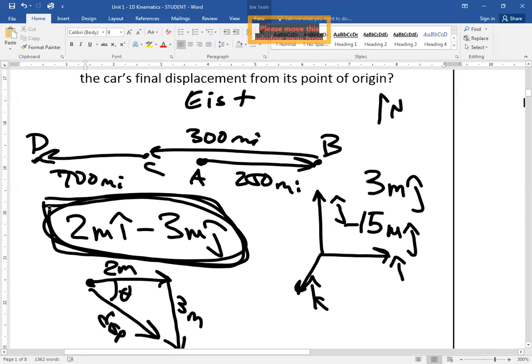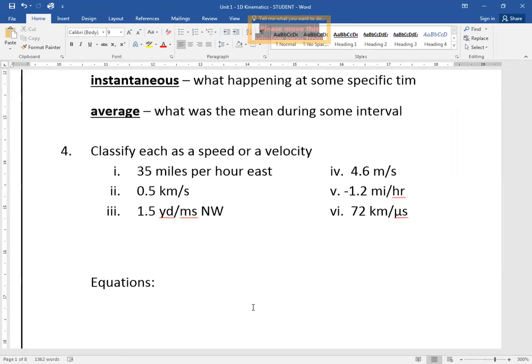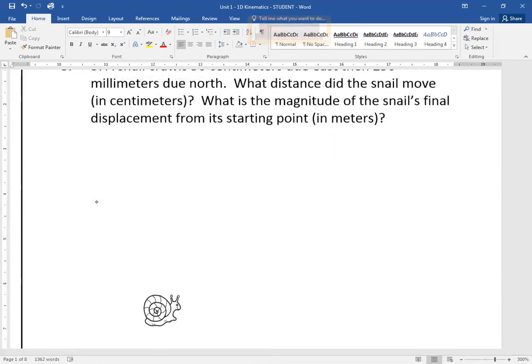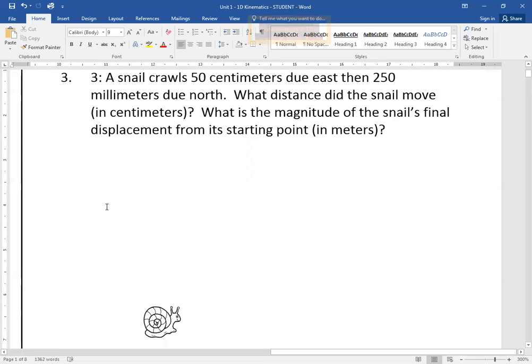Okay, let me give you another example so we can understand this a little bit better. I have a pet snail, and it crawls 50 centimeters east and 250 millimeters north. So you need to be good at centi, milli, deci, and kilo, right? You need to be able to convert back and forth between those things easily. Those are all commonly used prefixes. You don't really have to know micros and megas off the top of your head. Those are important, but not for quick conversions.